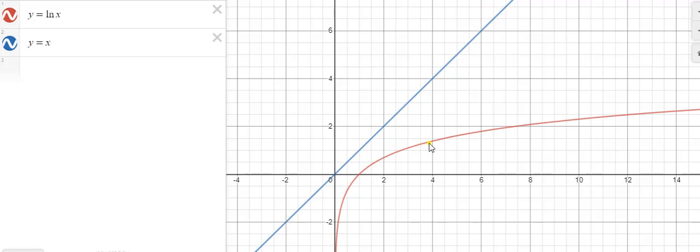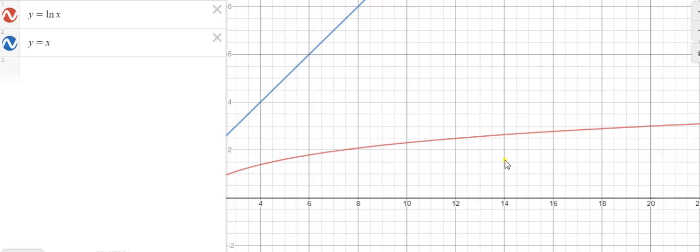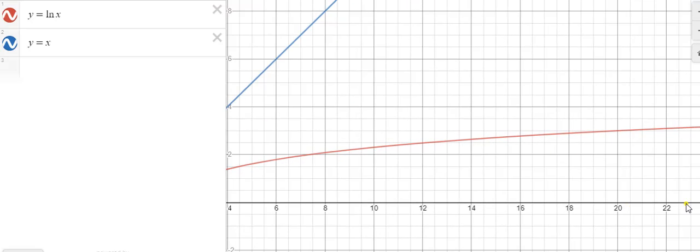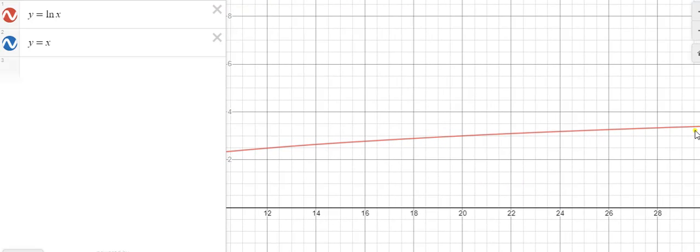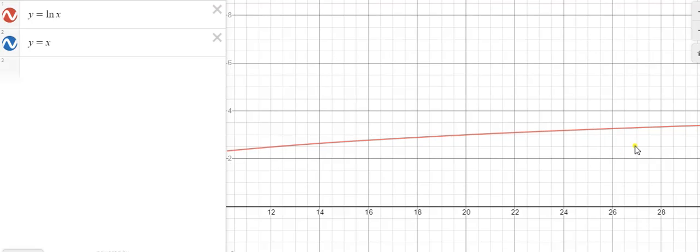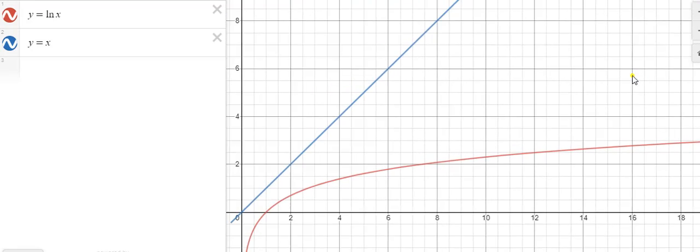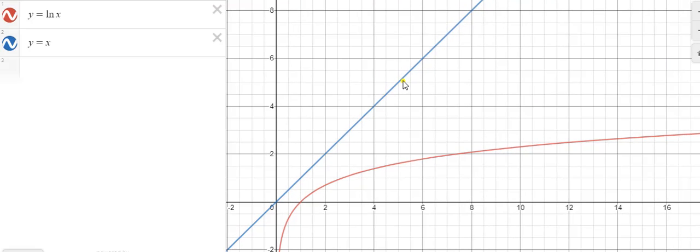So we have the graph of natural log of x, and we have the graph of y equals x. As you can see, as x approaches infinity, look at the y value of natural log of x. It's approaching infinity very slowly, isn't it? As x gets bigger and bigger, the y value is getting bigger and bigger very slowly. What about y equals x? As x goes to infinity, look at the y value. The y value is approaching infinity.